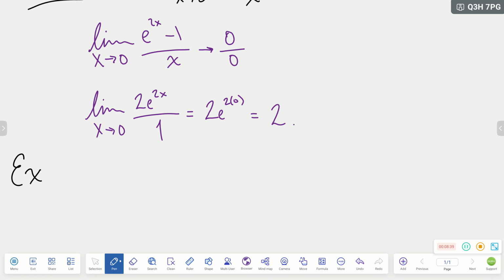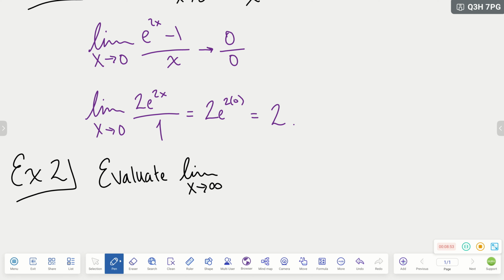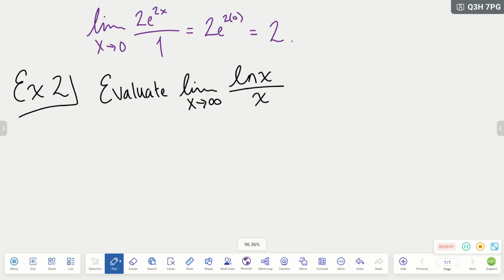Next example. Let's do infinity over infinity. Evaluate the limit as x approaches infinity for ln x over x. Okay, so the first thing we're going to do is verify that it's an indeterminate form. Well, the end behavior for ln x as you approach infinity is also infinity.